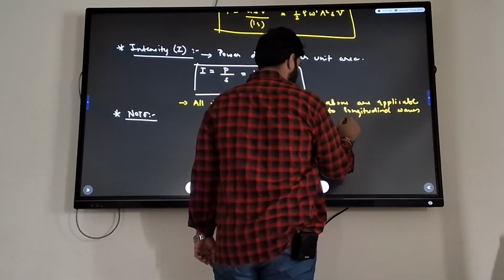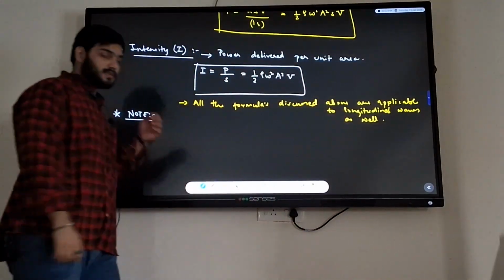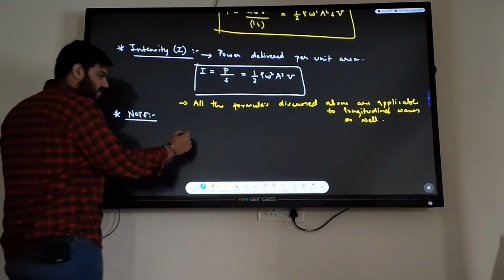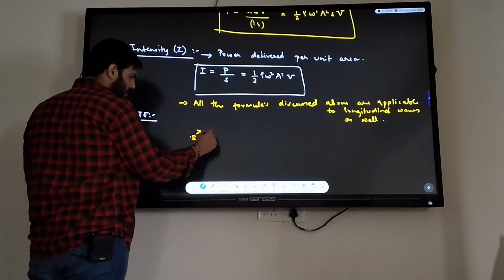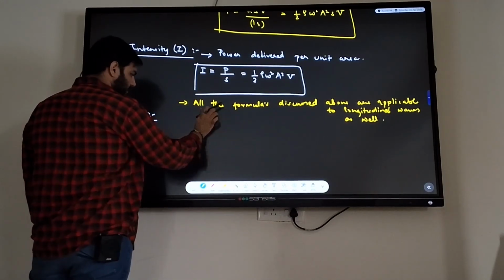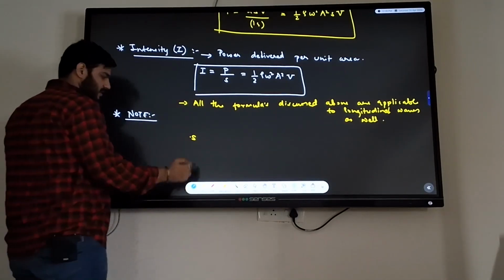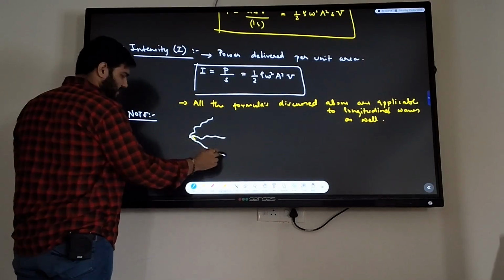Longitudinal waves as well. Okay, longitudinal waves as well. And the note is, what if you have a source S which is giving off waves in all possible directions, then what will be the intensity?